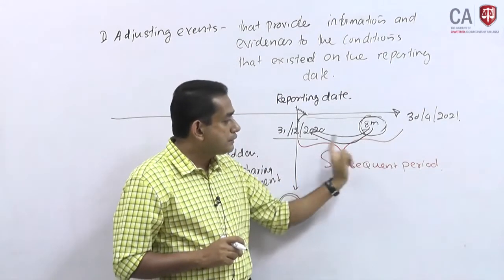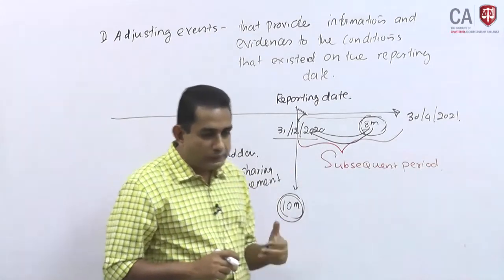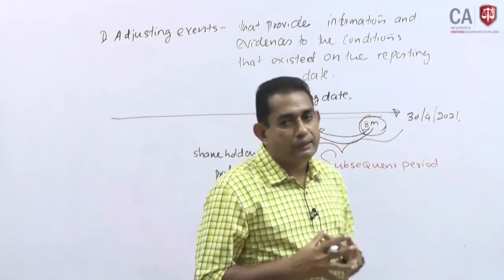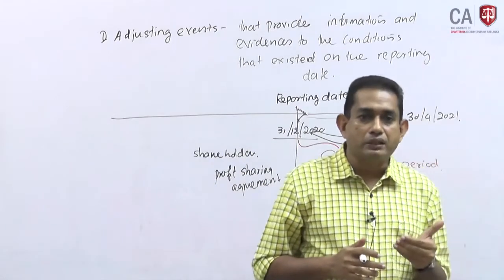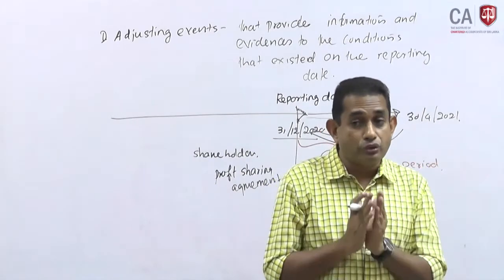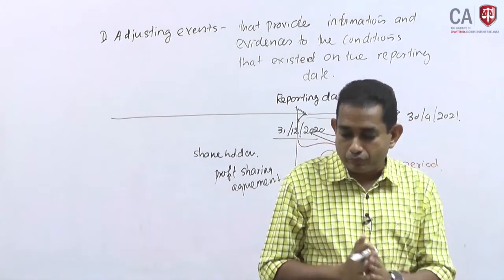Why? This is an adjusting event. What do you mean by an adjusting event? That is an event that provides evidence and information about conditions. So, the conditions existed on the reporting date.